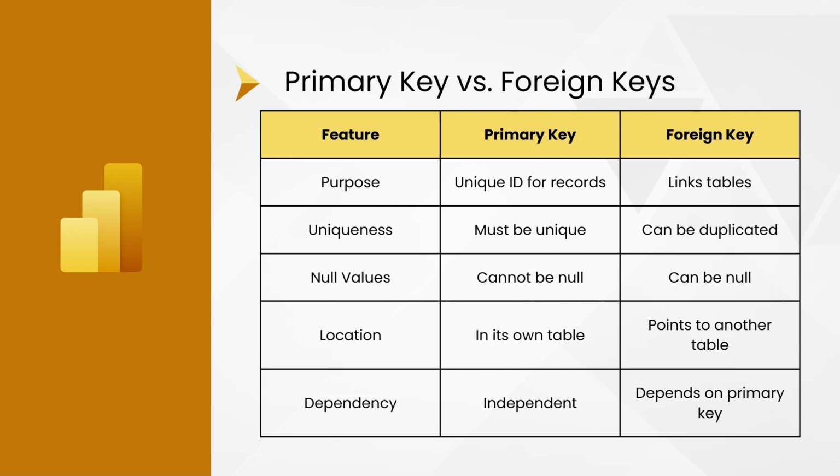A foreign key depends on a primary key from another table as it uses that value to link the tables together. In short, a primary key gives each row a unique identity, while a foreign key creates connections between tables by linking to a primary key in another table. Finally, understanding these keys is crucial when you're working with relational databases and tools like Power BI, as they help you create accurate data models and maintain data integrity.